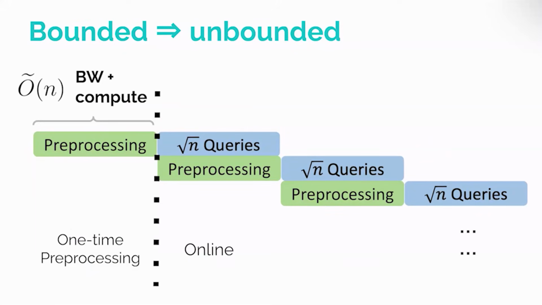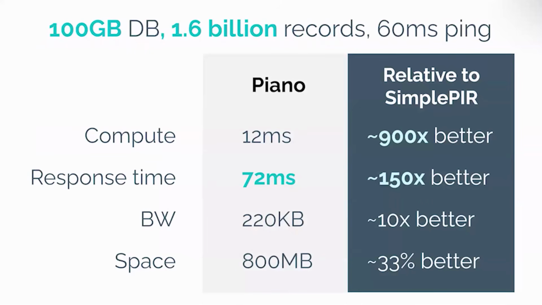And you can see that because this pre-processing cost is linear, amortized to square root N queries, it just introduces square root N overhead for each query, which we already incur anyway. So if we implement the scheme and compare with classical PIR, we are about 900x better in compute than classical PIR. The actual response time number is diluted because it's already ping latency dominated. In this experiment, the ping latency is much larger than the compute overhead.